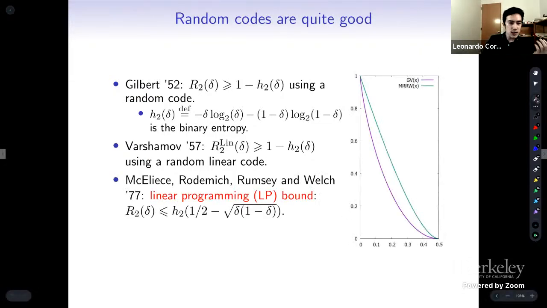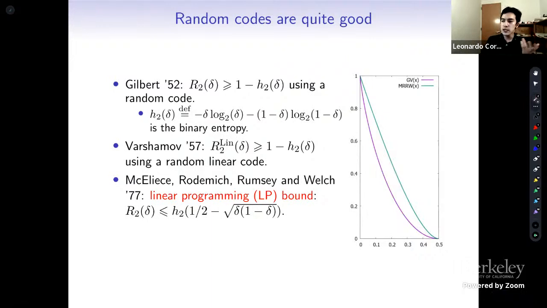And on the other side, we have McEliece, Rodemich, Rumsey, and Welch, who gave the famous LP bound that gives you an upper bound that says, okay, larger than this rate, you cannot have any code. So this is a small graph that shows these two curves. Above this green curve, we don't have any codes. And below this purple curve, we do have codes, and we don't know anything about the middle.